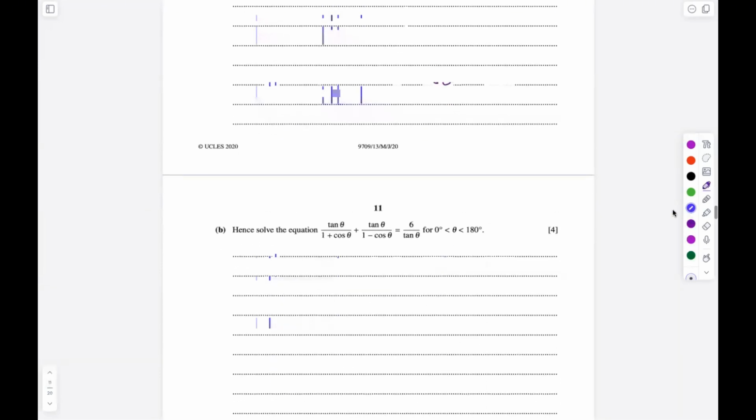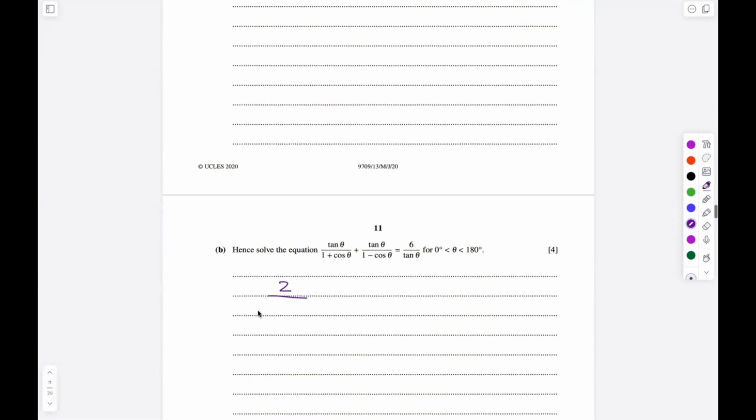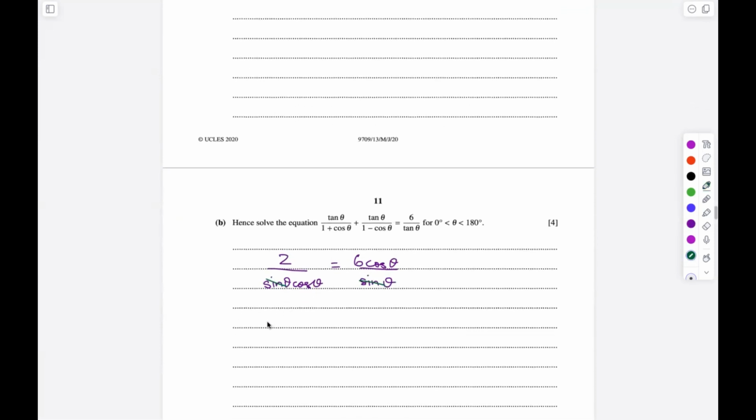In part B, it says hence solve the equation tan θ upon 1 plus cos θ plus tan θ upon 1 minus cos θ equals 6 upon tan θ. Now we already simplified this expression to 2 upon sine theta cos theta. So over here we can write 2 upon sine theta cos theta. And as tan theta is sine upon cos, the right side will become 6 into cos theta upon sine theta. So sine theta will cancel out, and we'll get cos squared theta equals 2 upon 6.